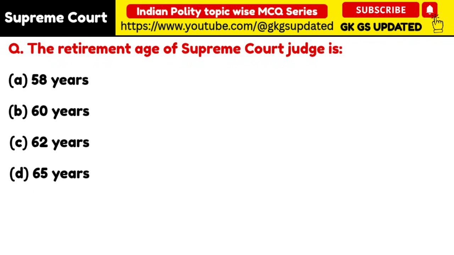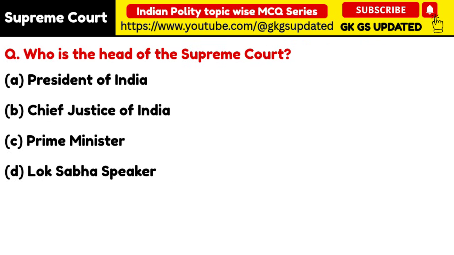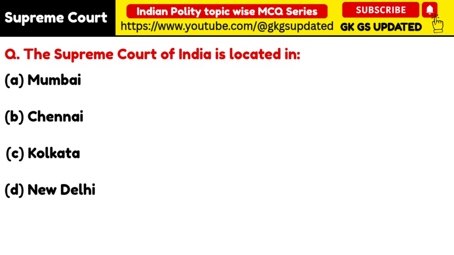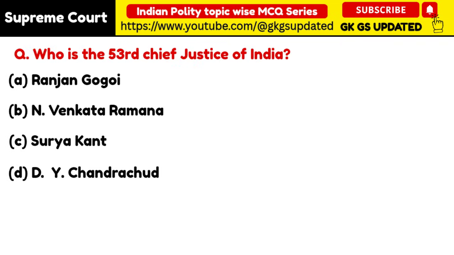Next question. The retirement age of Supreme Court judge is? Correct answer, 65 years. Next question. Who is the head of the Supreme Court? Correct answer, Chief Justice of India. The highest authority in the judiciary is the Chief Justice of India. Next question. The Supreme Court of India is located in? Correct answer, New Delhi. Next question.